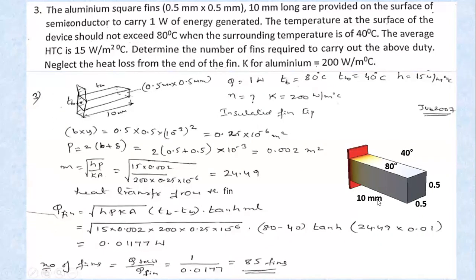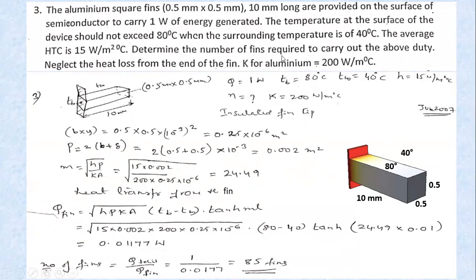are attached to it. The temperature at the surface of the device should not exceed 80 degrees centigrade. So at the surface, that means at any point on the surface, the temperature should not be more than 80 degrees centigrade. When the surrounding temperature is 40, that means the atmospheric temperature is around 40 degrees. The average HTC is 15. So that means the heat transfer coefficient h is given as 15 watt per meter square degree centigrade.